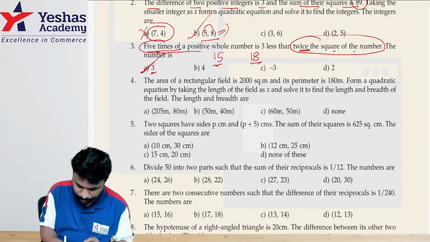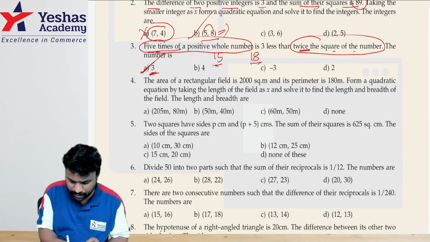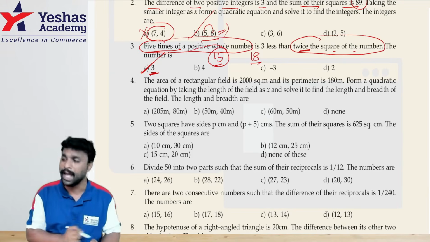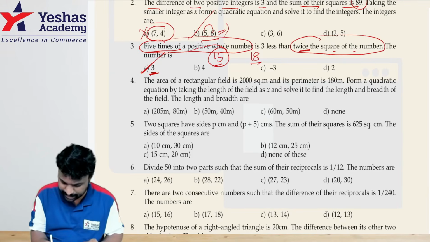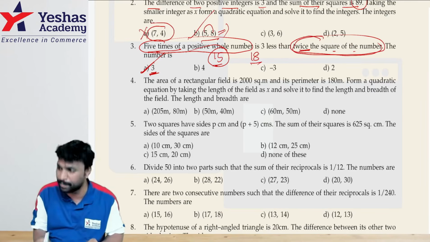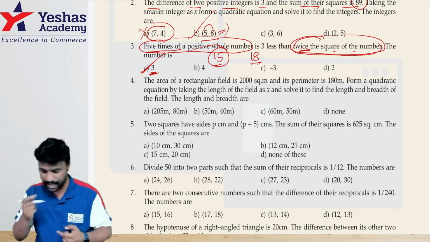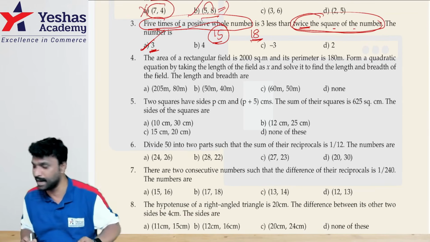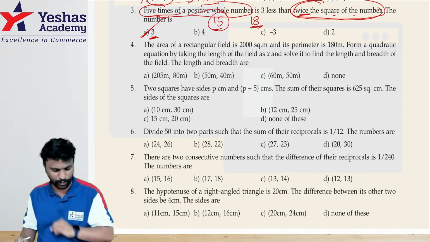Clearly, 5 times a positive whole number. The whole number we are hitting is option A, 3. So 5 times is 15. Isn't it 3 less than what? Twice the square of the number. The square of the number is 9. 9 into 2 is 18. Clearly, 15 is 3 less than 18. Option A is the right answer. Guys, moving on to the next question.